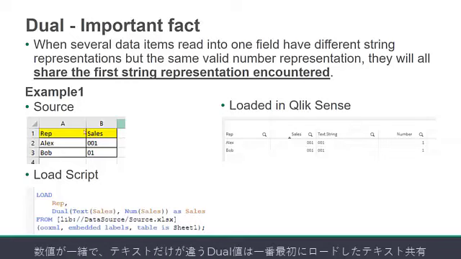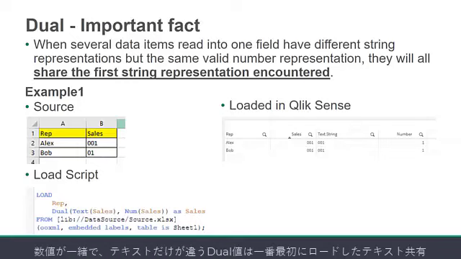On Zoom, there is a data source which has rep and sales, and this rep has Alex and Bob, and sales is 001 and 01. 001 and 01, these two actually have the same meaning. So the same numeric number 1, but the presentation is different. You can see 001 and 01 are different, but the meaning is the same, the numeric number 1. Let's load the data and use the dual function.